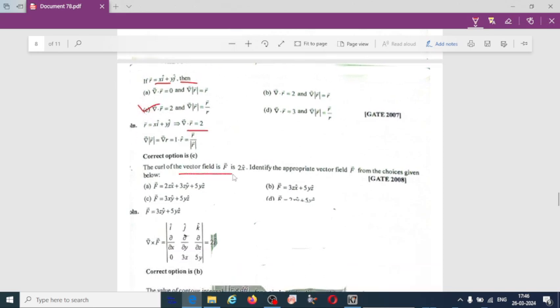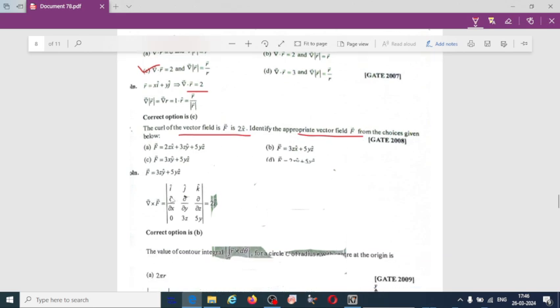The curl of the vector field is 2x cap. Identify appropriate vector field f for the given choices. Among the given options you have to verify. So if you take option B here, take the gradient of that, then you must get the 2x cap or 2i cap. So option B is correct here if you take the gradient.